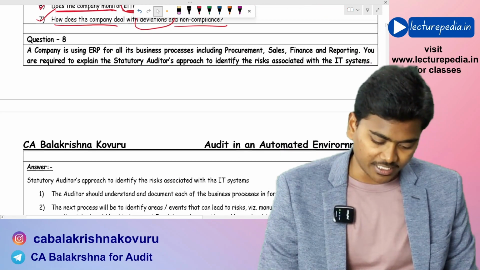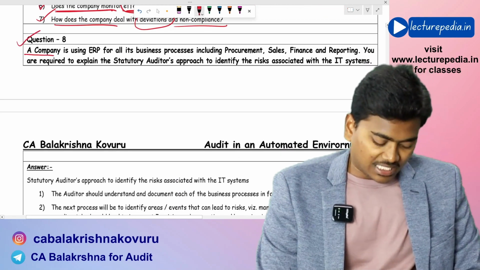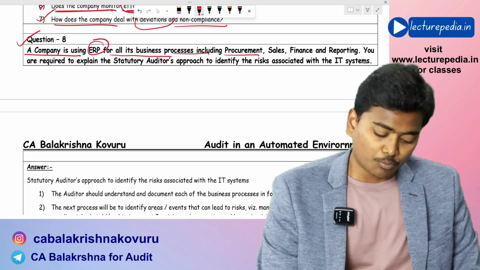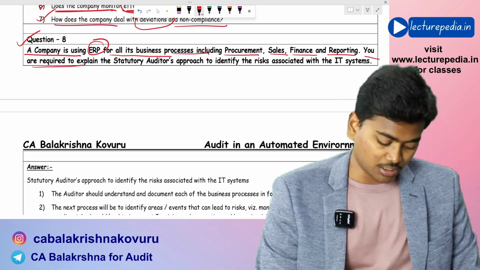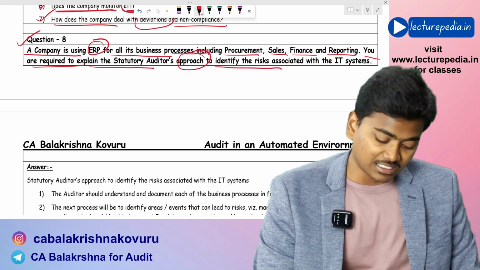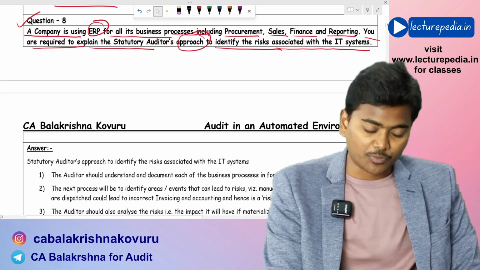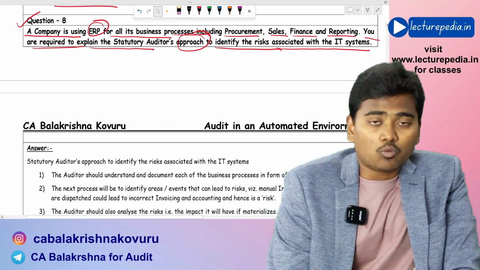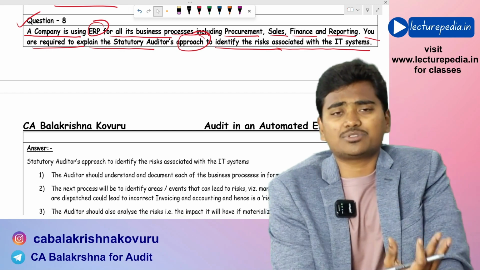Next, question number 8. A company is using ERP for all its business processes, including procurement, sales, finance, and reporting. You are required to explain the statutory auditor's approach to identify the risks associated with the information technology systems. To identify the risks associated with information technology system, what approach has to be followed by the statutory auditors? What steps have to be followed?